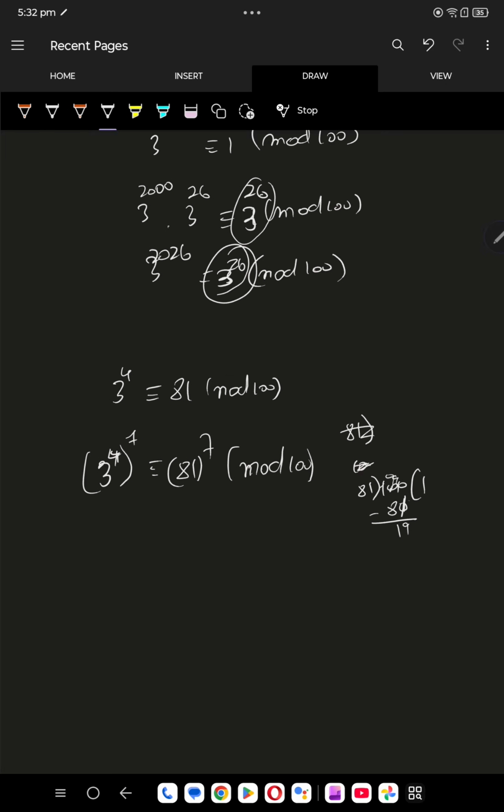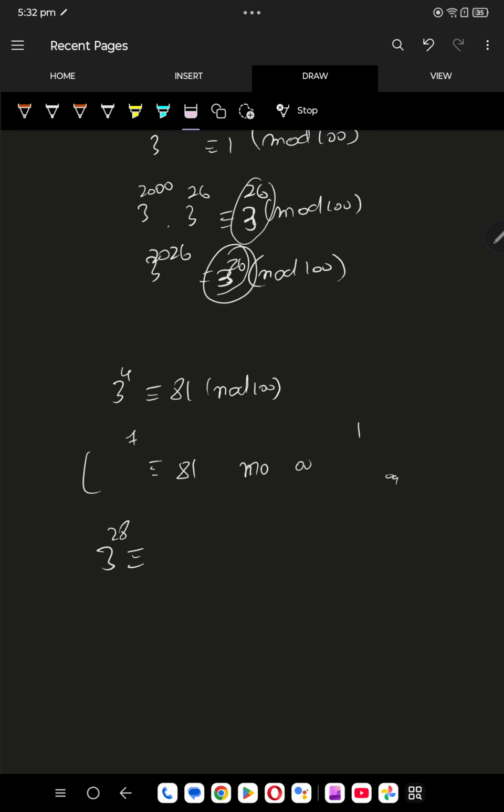So calculator to show we are doing all this, right? 3 power 28 is congruent to 81 power 7. Okay, now this also is exceeding. That's why let's take a larger number and do. This is just an exponential case, otherwise very nicely we were freely doing. It's an exponential case, you have to be a little bit more careful.